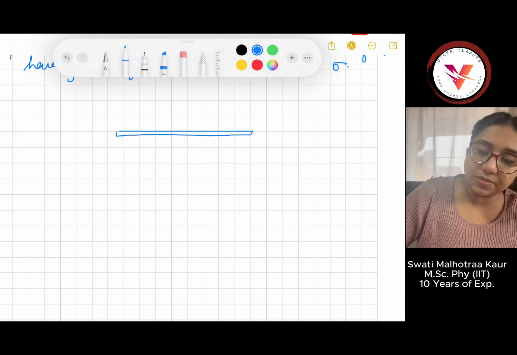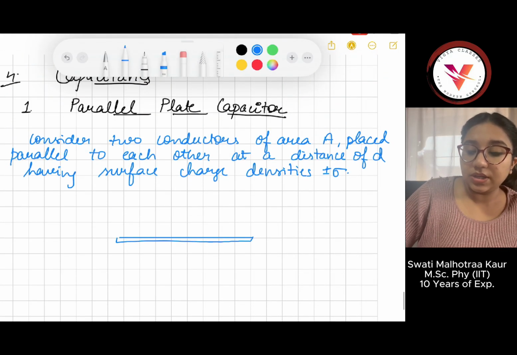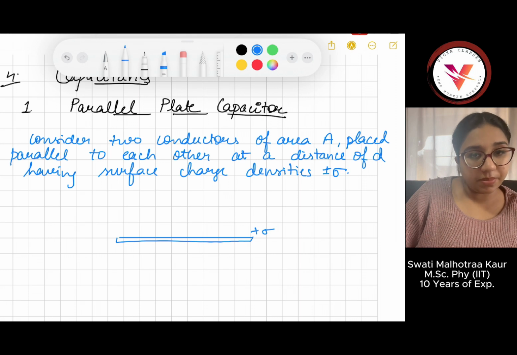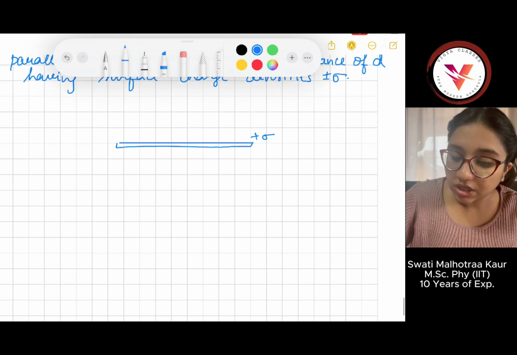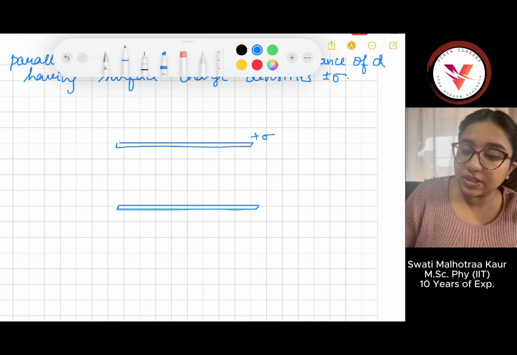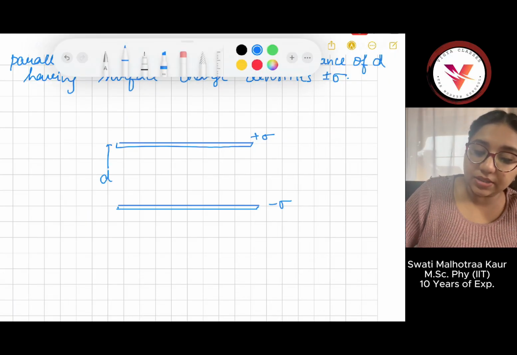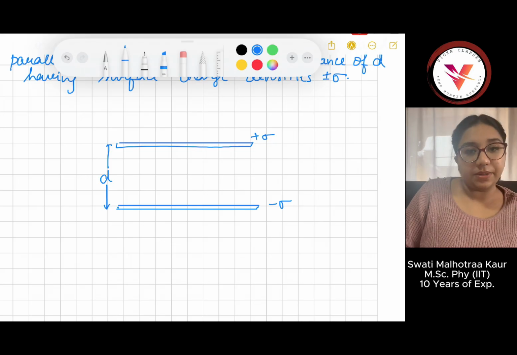Surface charge density, let's take plus minus sigma. Okay, plus minus sigma. It has area A. Let's say it has plus sigma. That means it is positively charged. Now consider a second conductor of the same area of cross section but of different surface charge density, that is minus sigma. They both are separated by a distance d.